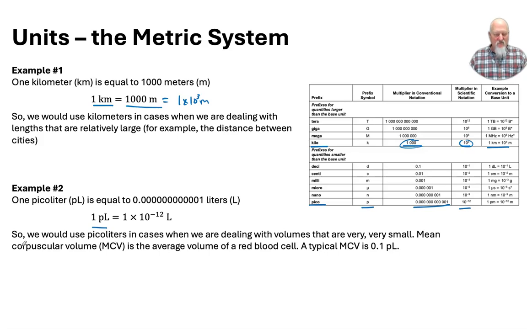So picoliter, if we take a liter and divide it, what is that? 1 trillion times equally, one of those little volumes would be a picoliter. So pico is really small volume. So picoliters, when we're dealing with very, very small volumes, the average volume of a red blood cell is about 0.1 picoliters. So a red blood cell, very small.